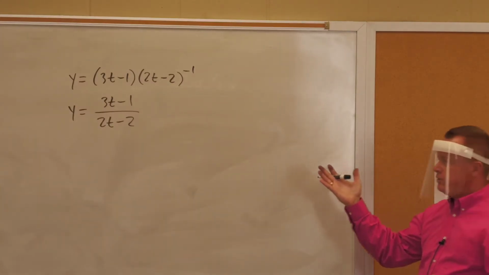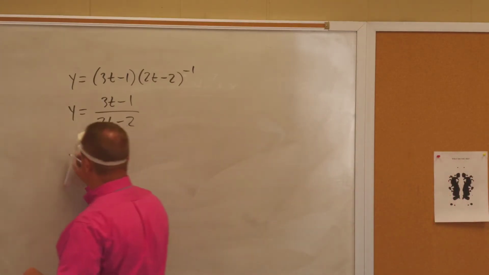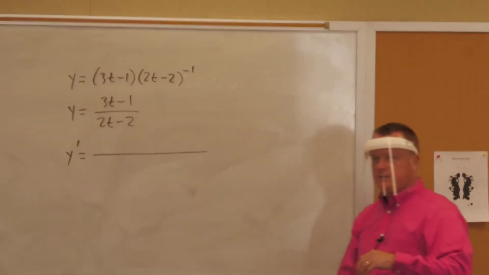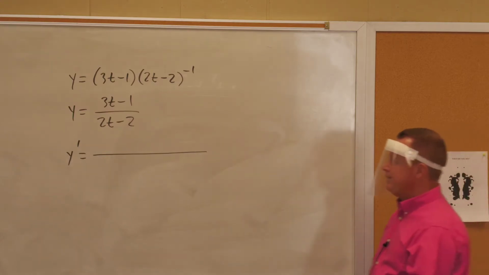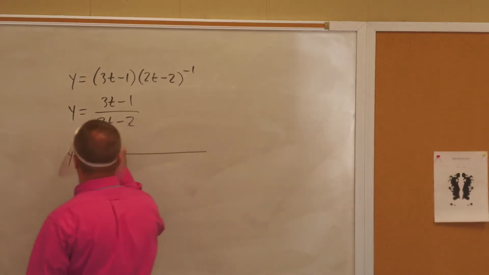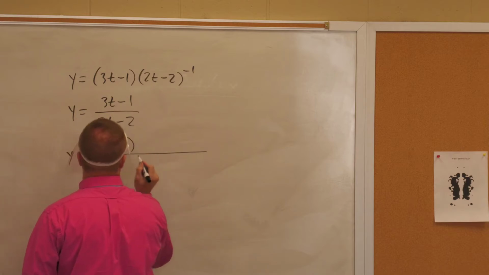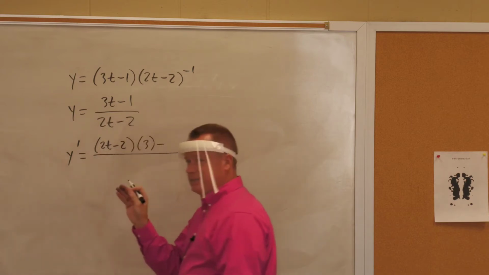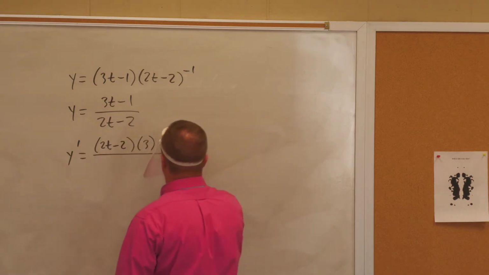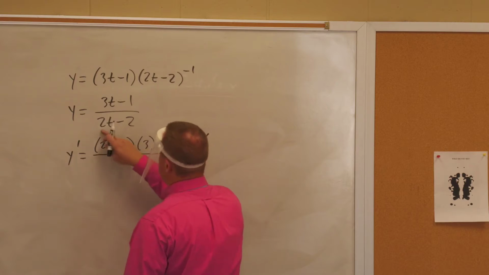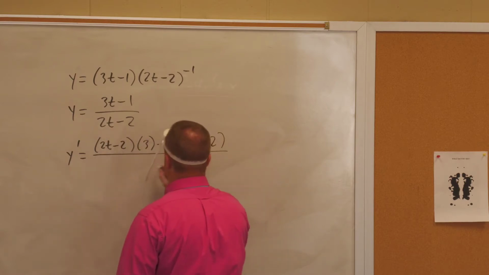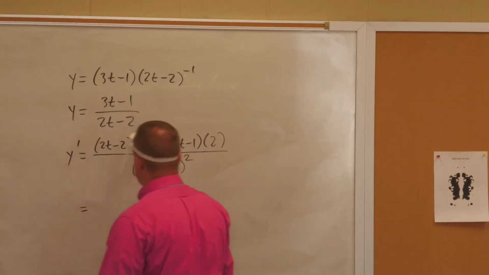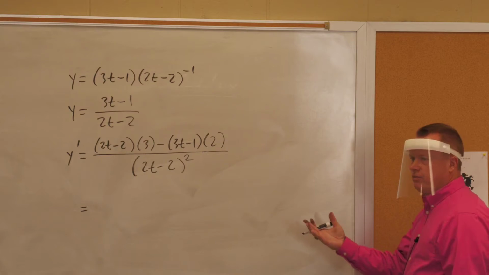What rule do I have to use for that one? Quotient rule, all right. So remember, with the quotient rule, we start where? With the bottom. So I do the bottom times the derivative of the top. The derivative of 3t minus 1 is 3. Minus the top times the derivative of the bottom, which is 2. Over the bottom squared. Okay? Now again, the bottom is in a factored form. I just leave it like it is.